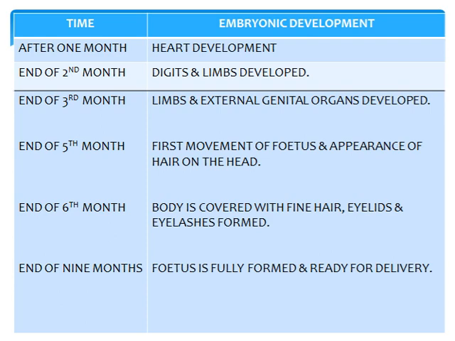At the end of the third month, that means after the first trimester, the limbs and the external genitalia or genital organs will be developed, whether male or female, and the hands and legs will be totally produced. Next, after the end of the fifth month, the first movement of the fetus has started, and the appearance of body hair as well as hair on the head also starts.